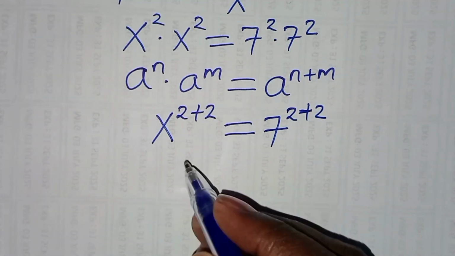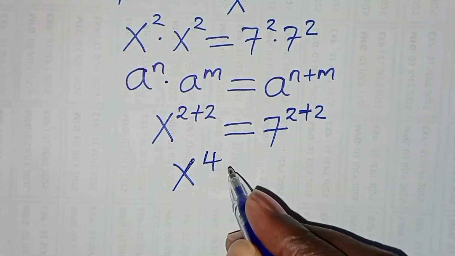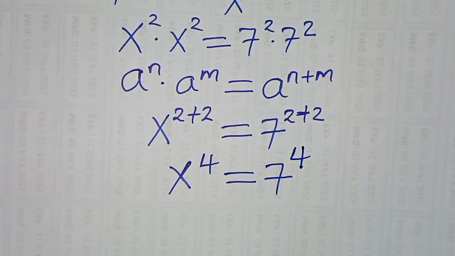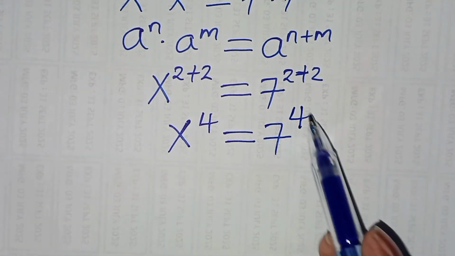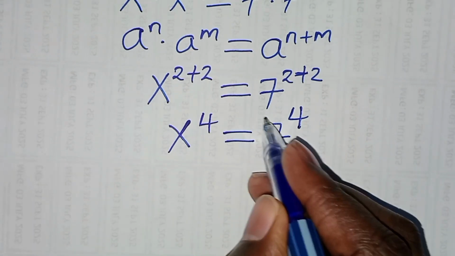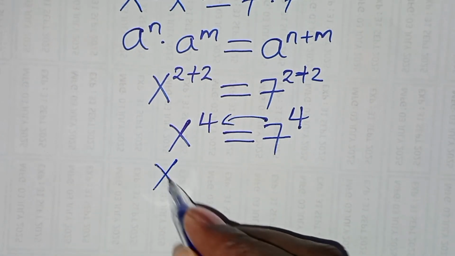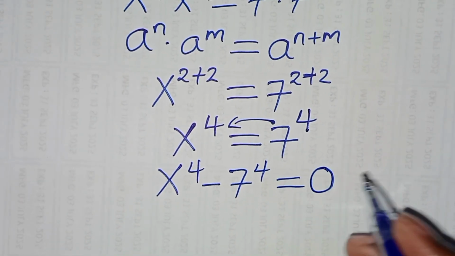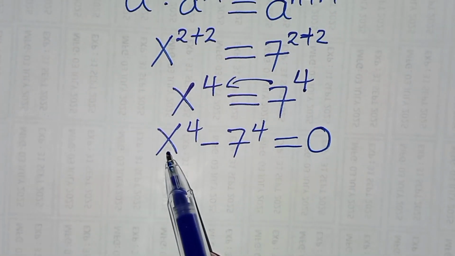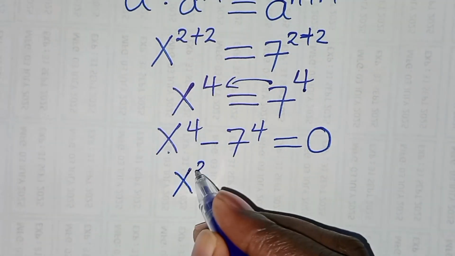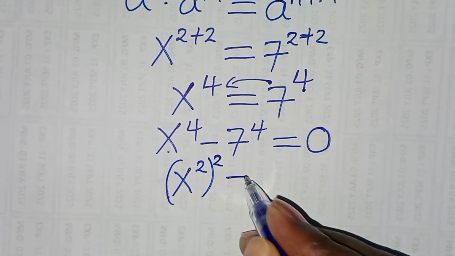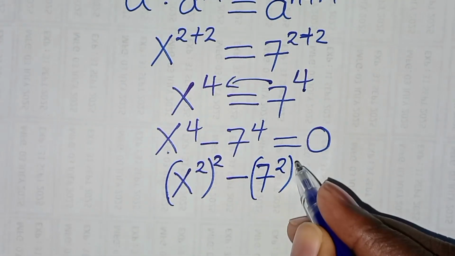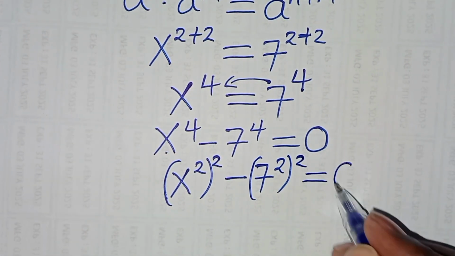The next step here, we'll have x to power 2 plus 2, this is 4, which is equal to 7 to power 2 plus 2, which is equal to 4. So we have x to power 4, which is equal to 7 to power 4. So let's take 7 to power 4 to the left hand side so that we'll have x to power 4 subtract 7 to power 4, this is equal to 0. We can express x to power 4 as x to power 2 squared, and subtract 7 to power 4 can be expressed as 7 to power 2 raised to 2, then this is equal to 0.